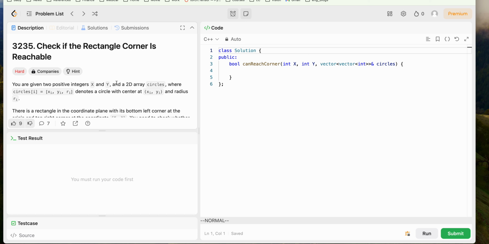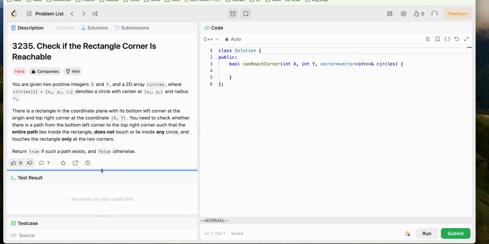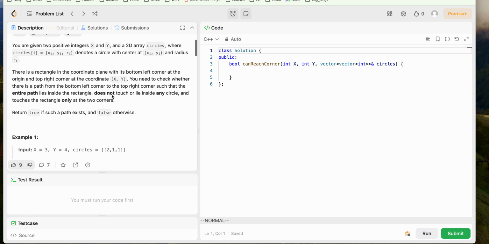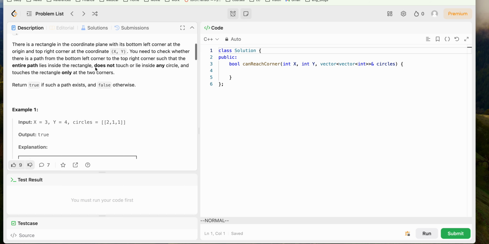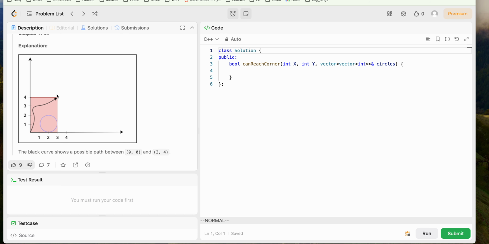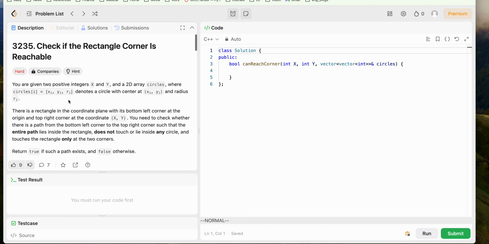Hello everyone. Today let's work on leetcode 3235. Check if the rectangle corner is reachable. In this question, we are given two positive integers, x and y. It forms a rectangle area from 0, 0 to x and y.